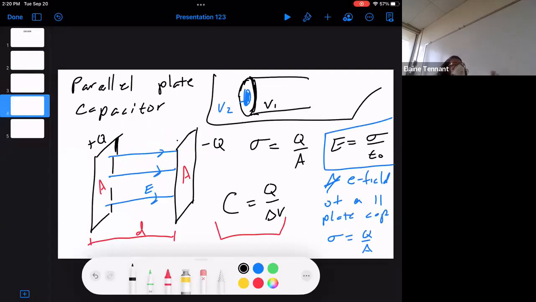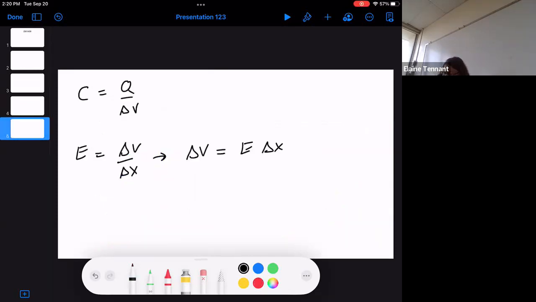Looking at this picture we have of our parallel plate capacitor, what is our delta X? The L. Yeah, that's supposed to be a D, but yes. Because that's the distance the electric field stretches over. Okay, so this is really E times D. Excellent.